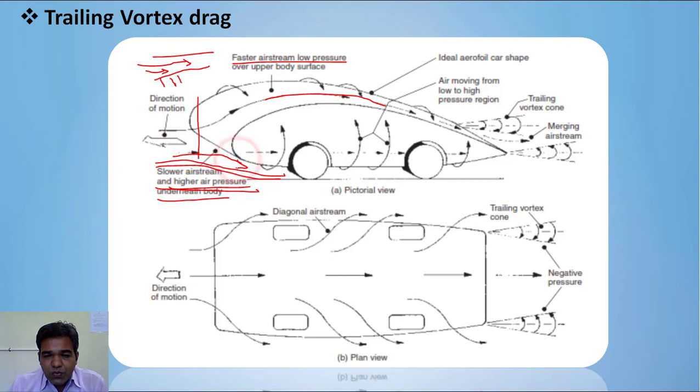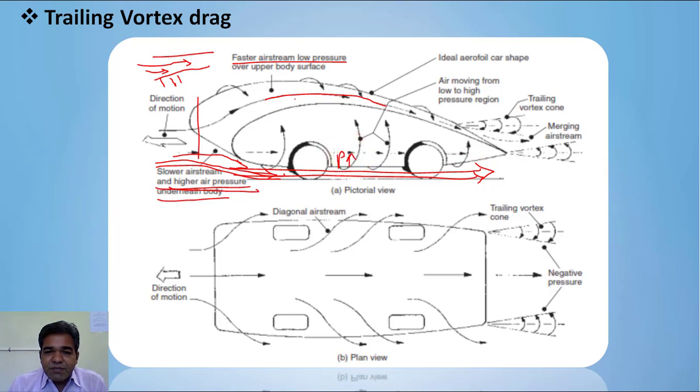If we discuss the same phenomenon for underneath the body, while the airstream tries to move below the lower surface of the vehicle's body, the reduction in area will be quite less as compared to the upper segment. So the pressure drop will be, you can say, quite negligible. And this is the reason why where the airstream is moving underneath the body, the pressure will be high.